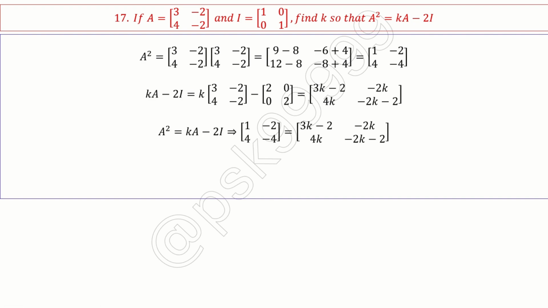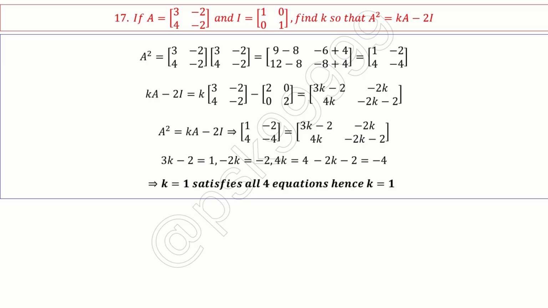If I equate corresponding terms, whenever you do such problems, you don't take one equation and say that this is the value. You cross check with the other equations also. You should get the same value. Only then k has a fixed value. Otherwise, if from the equation 3k minus 2 equal to 1 you got some k value, and from minus 2k equal to minus 2 you got a different value of k, then you cannot really say which one is k. Correct? So you have to make sure that all four equations give a consistent k value. That is important. Okay. So 3k minus 2 equal to 1, and all these values are written here. k equal to 1 satisfies all four equations, hence k equal to 1.